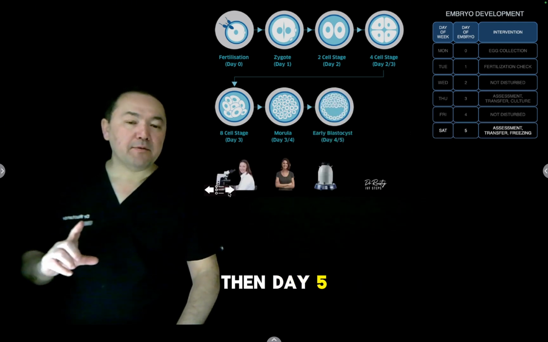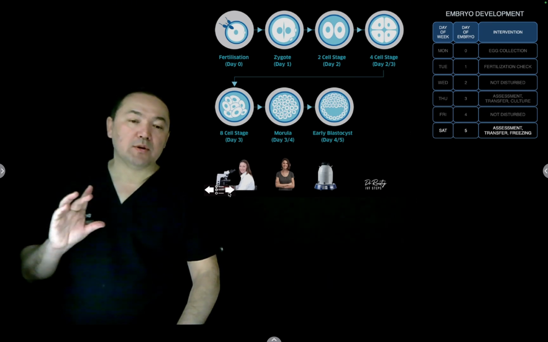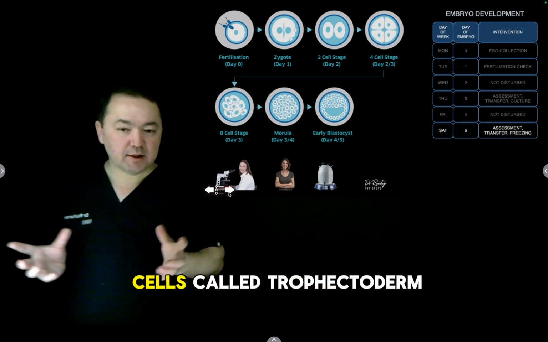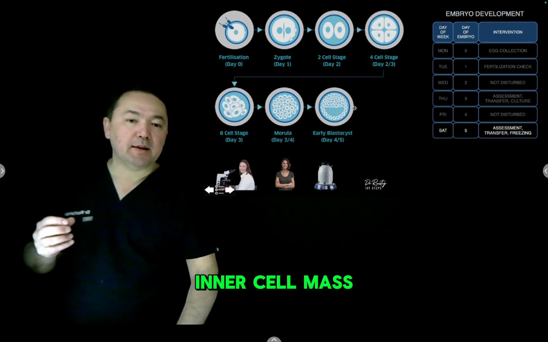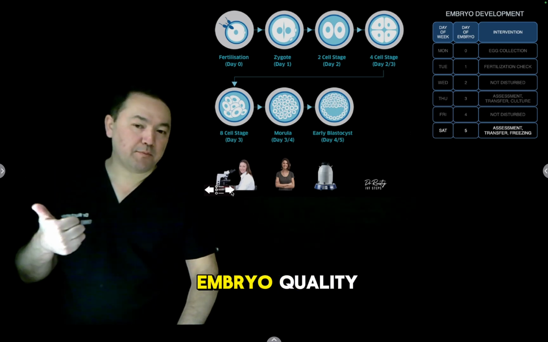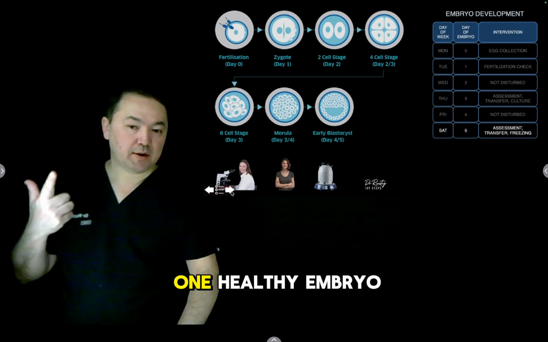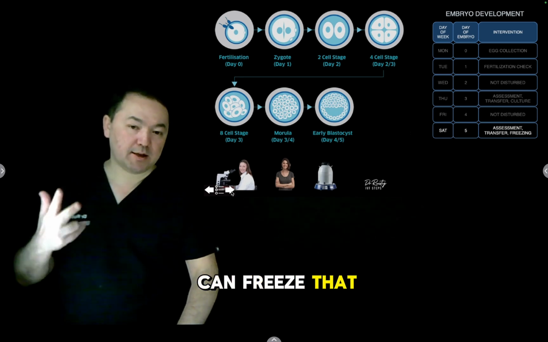Then day 5, which is Saturday, you should have blastocyst embryos. Embryos should be blastocysts with 2 cell lines. One is the surrounding cells called trophectoderm, which are placental cells, and then the inner cell mass, which are embryonic cells. On that day, you assess embryo quality. If you're doing fresh embryo transfer, you can transfer one healthy embryo. All other high-grade embryos you can freeze that day.